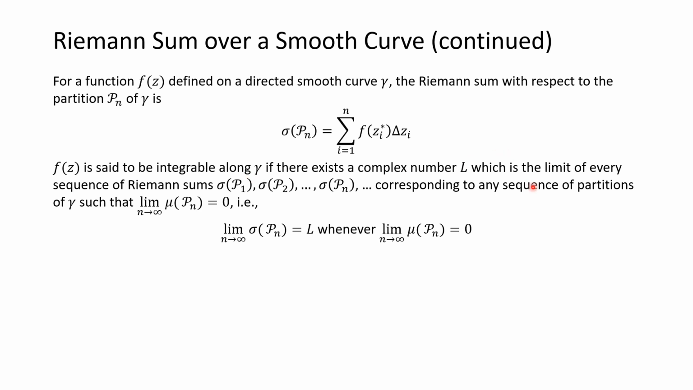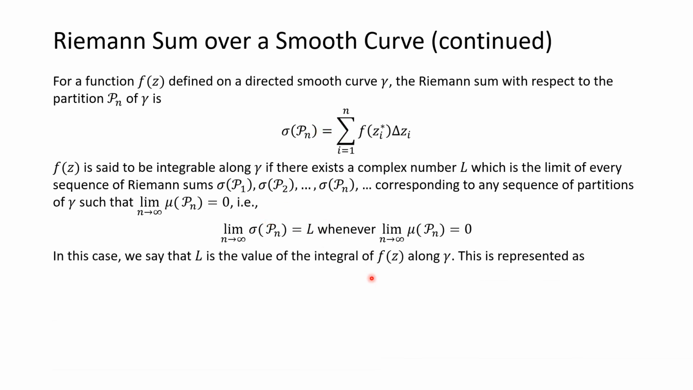So we can write these words in this notation here. Whenever your sequence of partitions has mu sub P of n approaching 0, then the limit of the Riemann sums approaches L. Okay, and when that's the case, we say that f of z is integrable, and we write it here in terms of notation: the integral over directed smooth curve gamma of f of z with respect to z equals L.